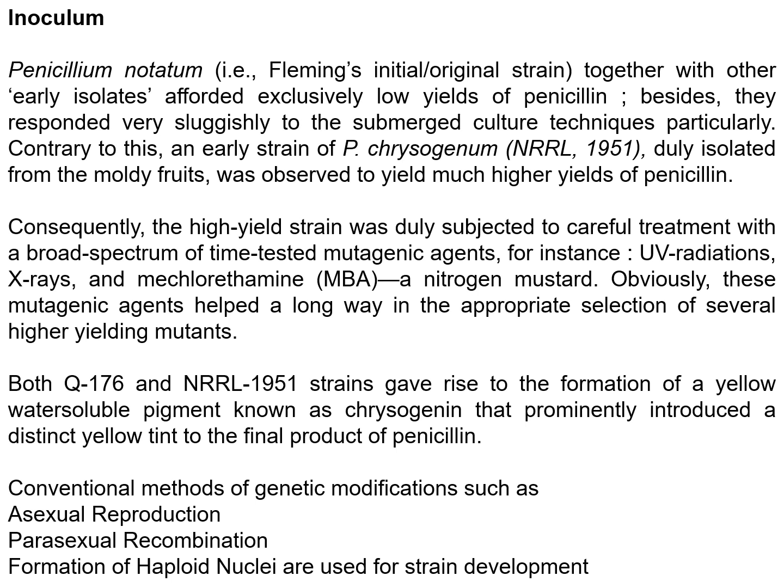Conventional methods of genetic modification can be performed, such as asexual reproduction between the wild type and another mutant. Parasexual recombination can also happen, and sometimes even the formation of haploid nuclei is used for new strain development.